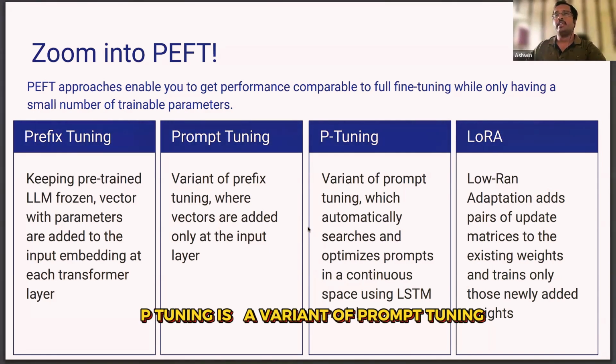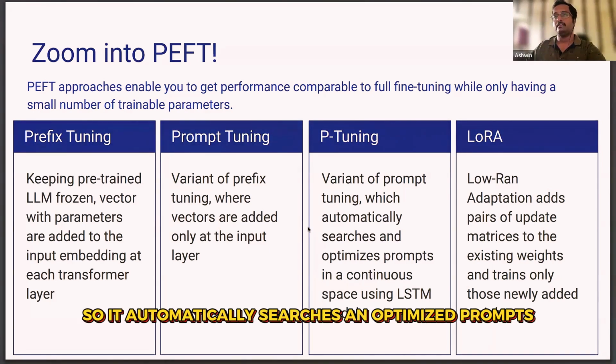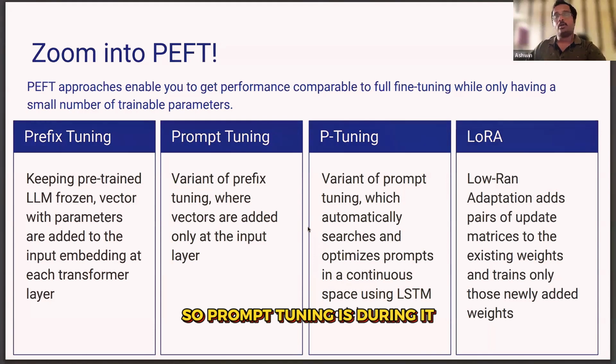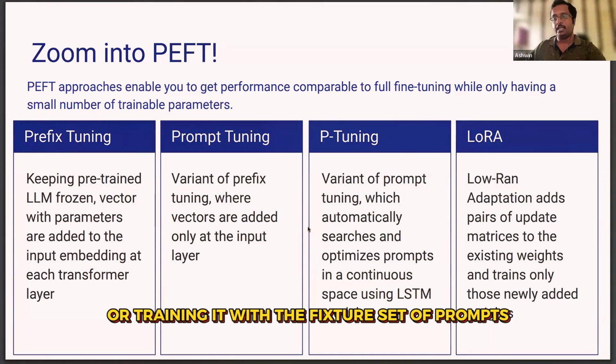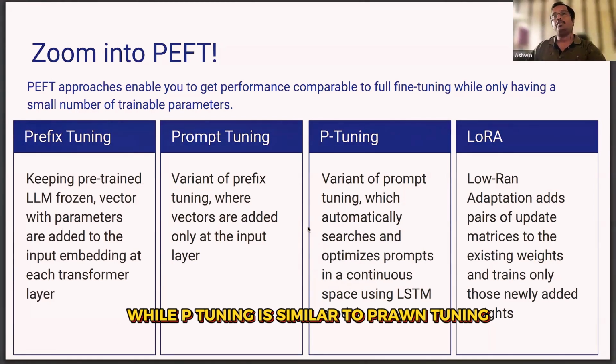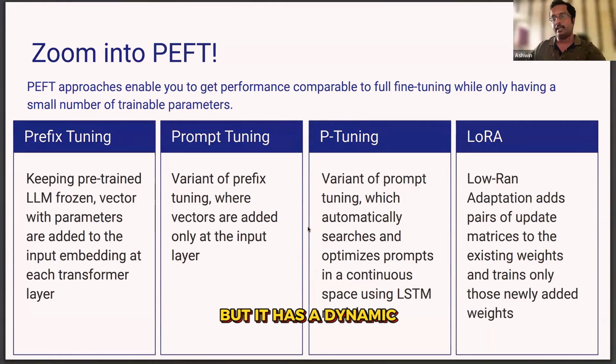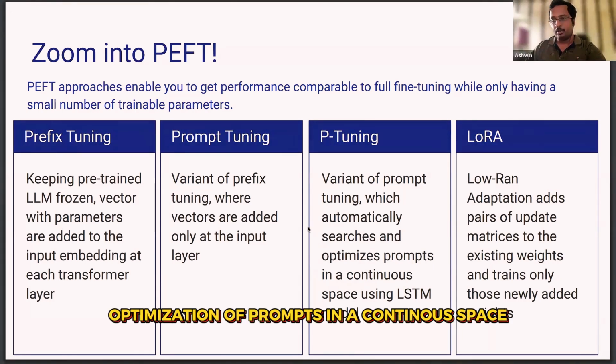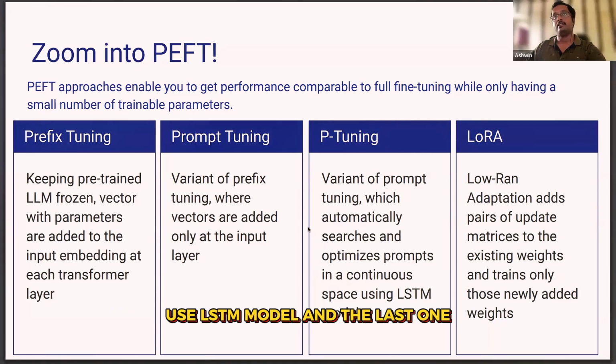P-tuning is a variant of prompt tuning, so it automatically searches and optimizes prompts. Prompt tuning is tuning or training with a fixed set of prompts, while P-tuning is similar to prompt tuning, but it has dynamic generation or dynamic optimization of prompts in a continuous space. It uses an LSTM model.